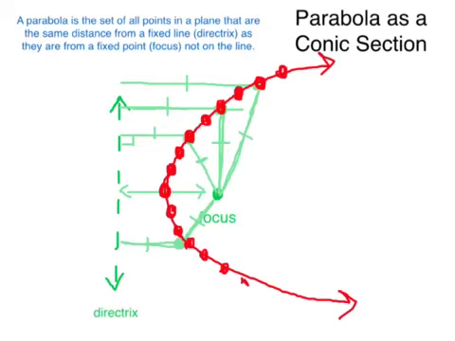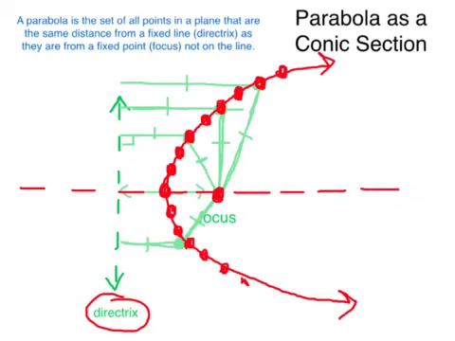So when you draw a parabola, you have a point that's related to the parabola called the focus, and you have this line that's related to the parabola called the directrix. And we've talked about an axis of symmetry before, which is the line that makes the parabola look like a mirror image on either side of the axis of symmetry.